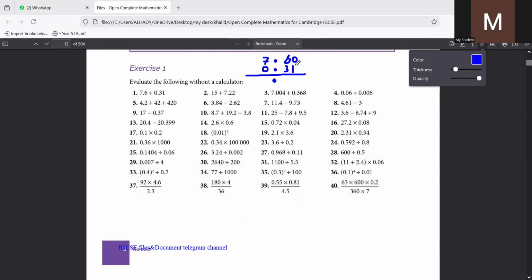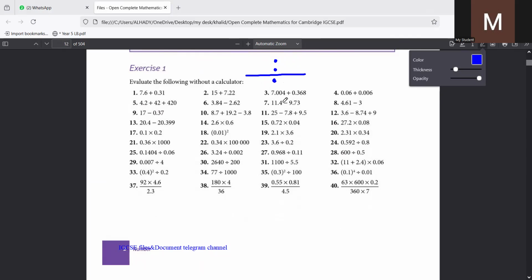Don't forget to start from the right and go to the left. 0 plus 1 equals 1, and then 6 plus 3 equals 9, then the decimal point as it is, and then 7 plus 0 equals 7. So your answer will be 7.91.